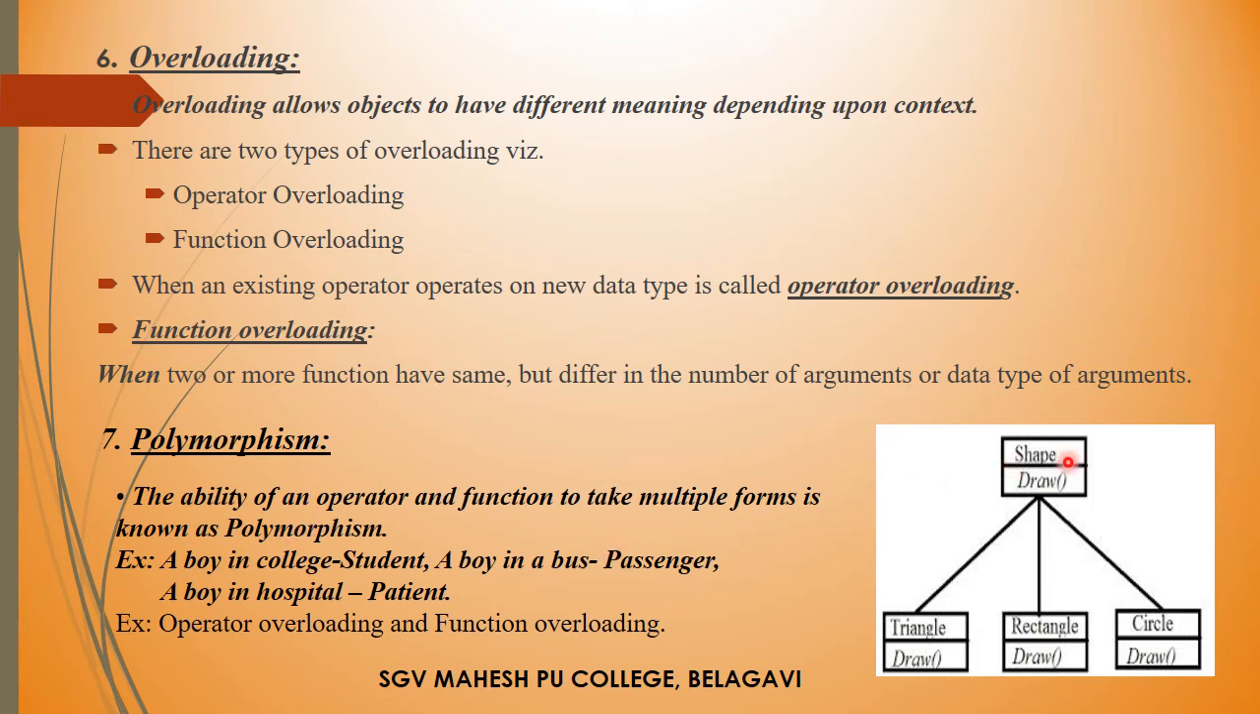If you look at this diagram, I'm trying to draw a shape. So if I look at this shape, I can draw either a triangle or a circle or a rectangle. That means my one draw method is behaving differently. That is, you're drawing a triangle, the second time you're drawing a rectangle, the third time you're drawing a circle. So this concept is called polymorphism.